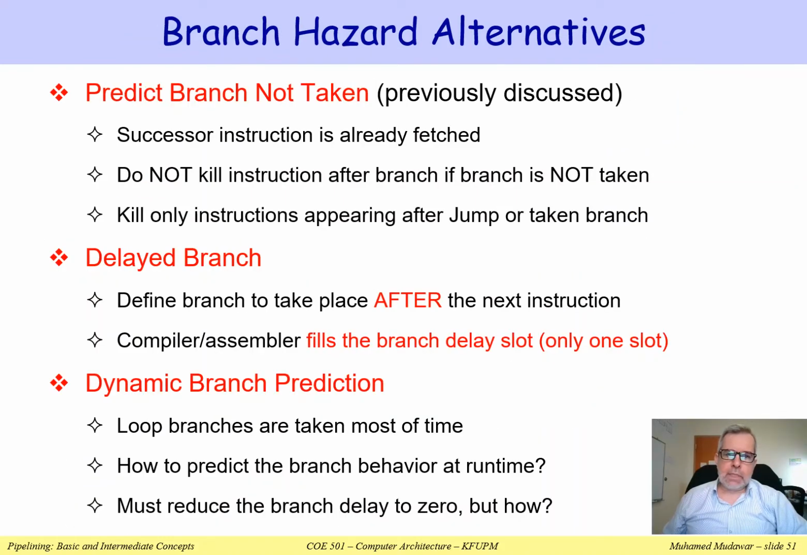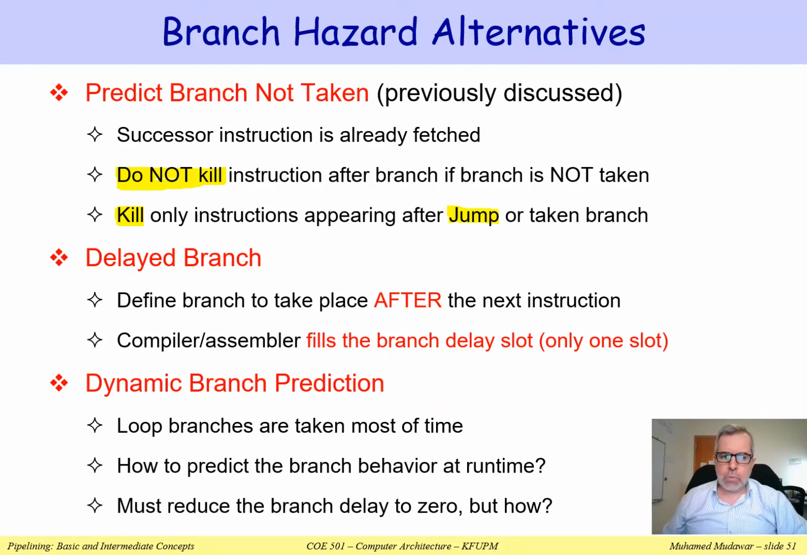So far, we have seen one way of implementing the jump and the branch instructions. We have predicted the branch to be not taken. This was described in a previous slide. So the idea here is that if the branch is not taken, we do not kill the 2 instructions that appear after the branch. However, if the branch is taken, we kill the instruction that appears immediately after the jump or after the branch.